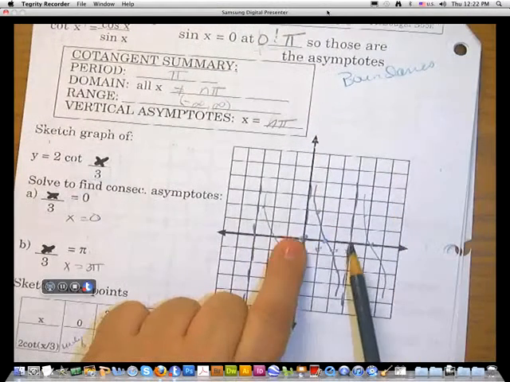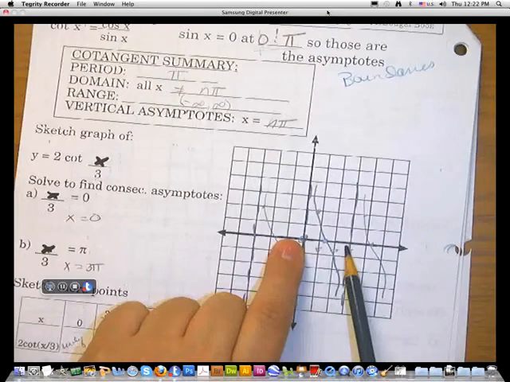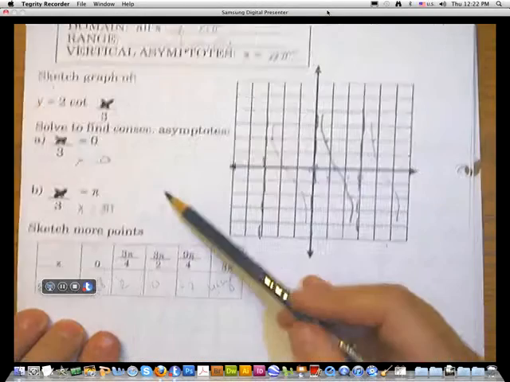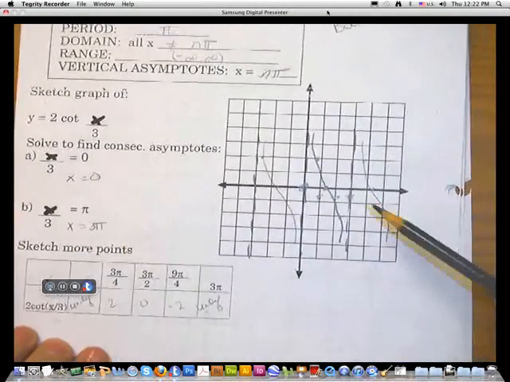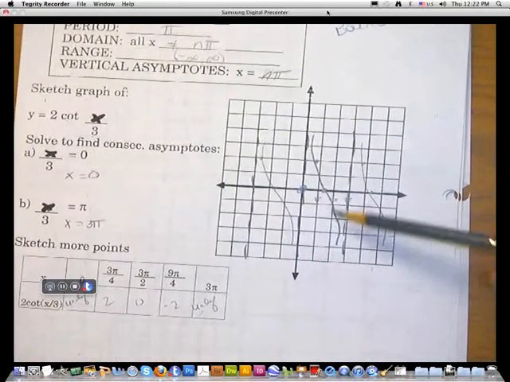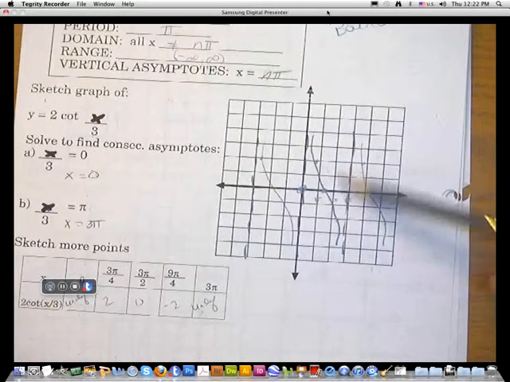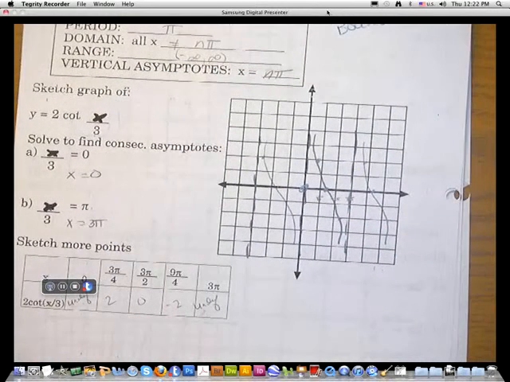0 and pi are going to be the boundaries. In this case, it happens to be 0 and pi as well. And then find some more exact points so that you can have a cleaner graph.